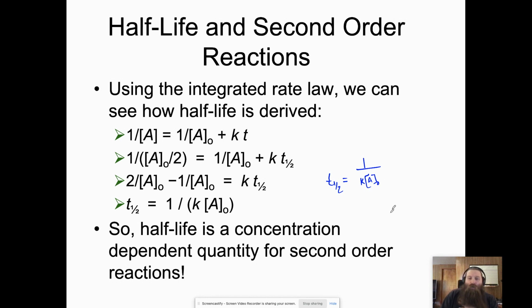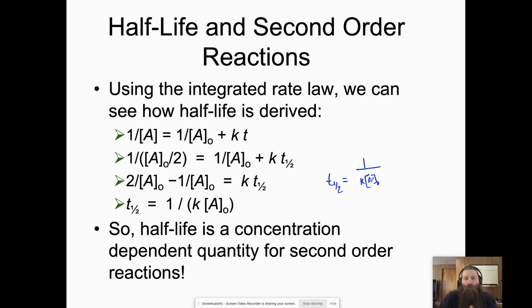So that tells me a lot, right? If I can read this math problem, it tells me, and the biggest thing I want you to know here is that half-life for a second order reaction depends on the initial concentration. And so lower initial concentrations are going to equal longer half-life times, greater half-life times, okay?